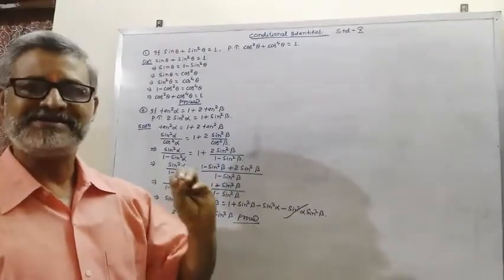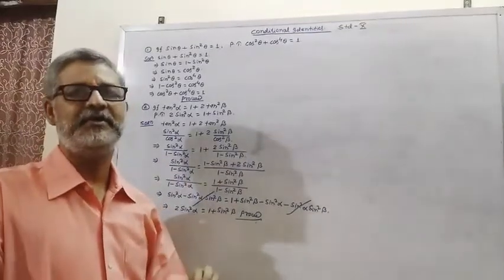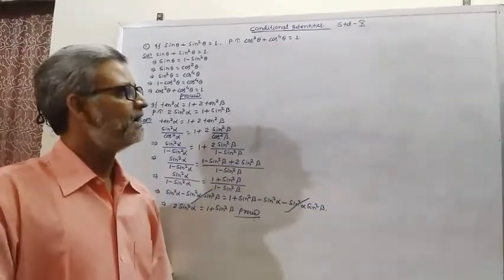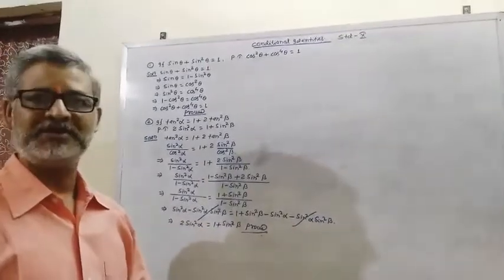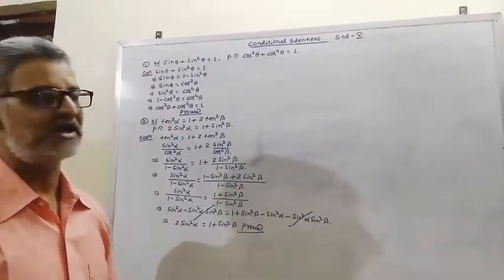Conditional means some conditions are given, some information is given, and then it is given to prove this is equal to this. In that topic, I will explain only a few questions. After that, the students can solve the remaining exercise.